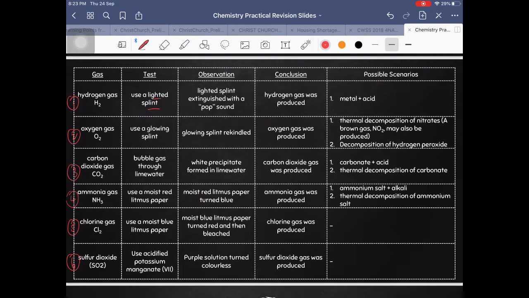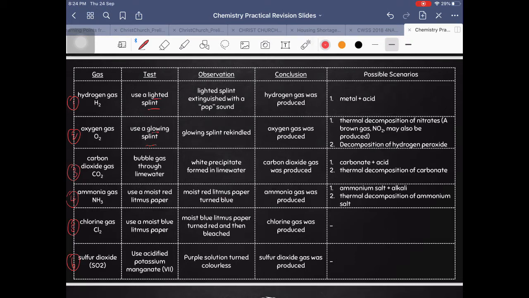For oxygen gas, you will use a glowing splint. Often, many students will mix up the lighted splint and the glowing splint. The glowing splint will rekindle if oxygen gas is present. For carbon dioxide gas, if you bubble the gas through lime water, and carbon dioxide gas is present, a white precipitate will be formed in the lime water.